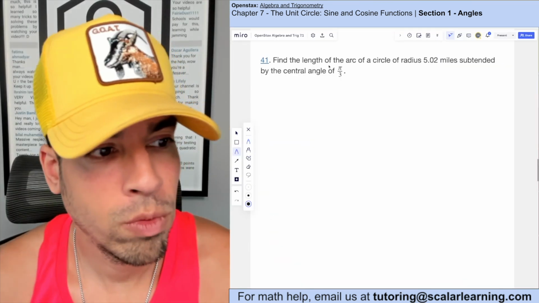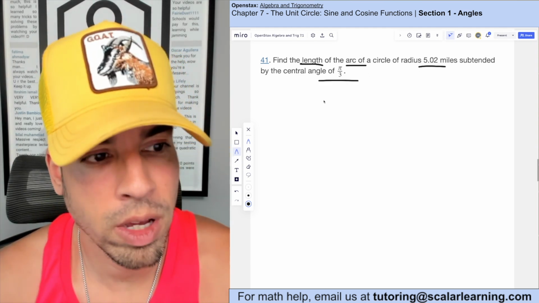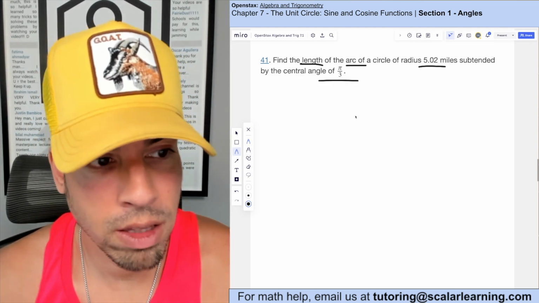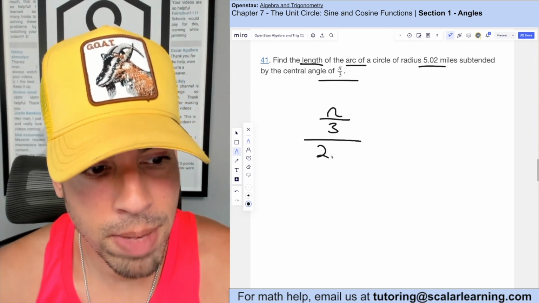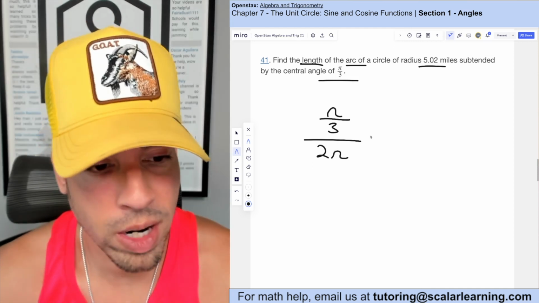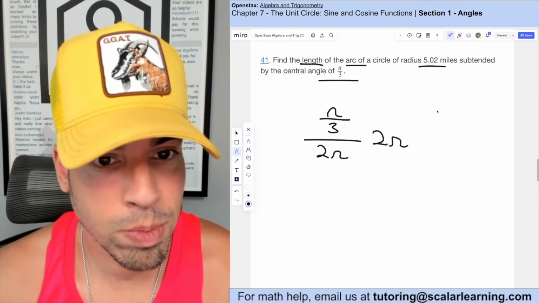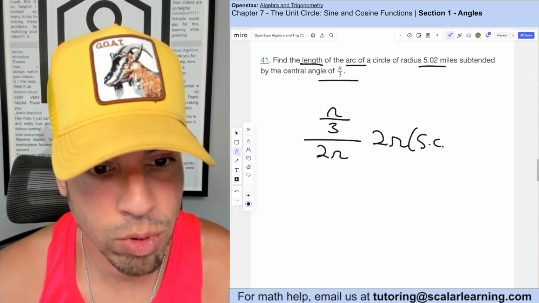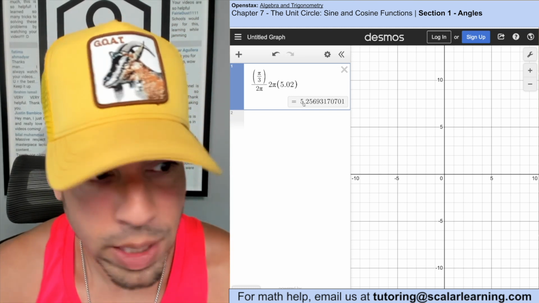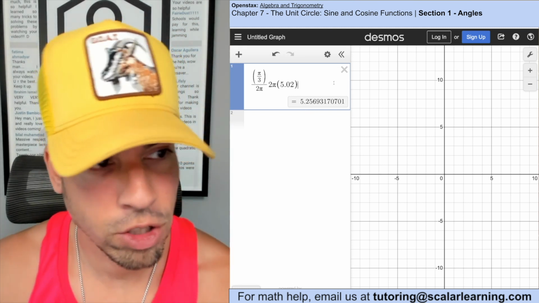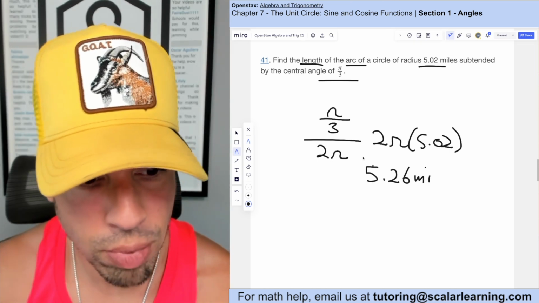Done. So here we're meant to find the length of an arc of a circle with that radius and this central angle. So the formula for length of an arc is the central angle, which in this case is pi thirds, divided by 2 pi. That's because we're in radians. And then it's times the circumference of the circle, which is 2 times pi times the radius 5.02. So let's plug it into Desmos and approximate. And when you plug everything in, we get 5.26 rounded to the nearest hundredth. So that is 5.26 miles approximately.